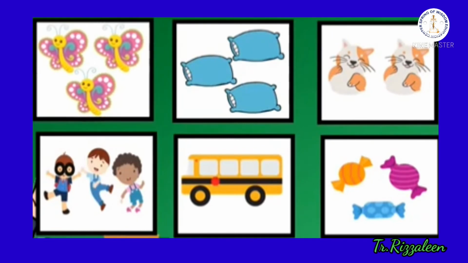Put a check on the set that shows three objects.